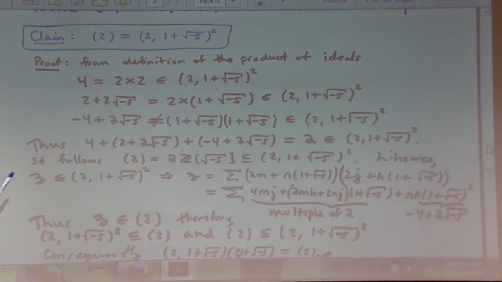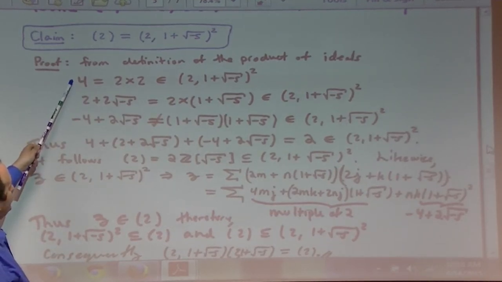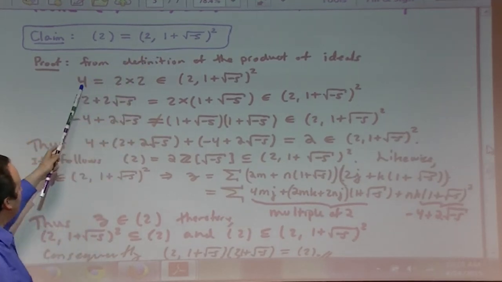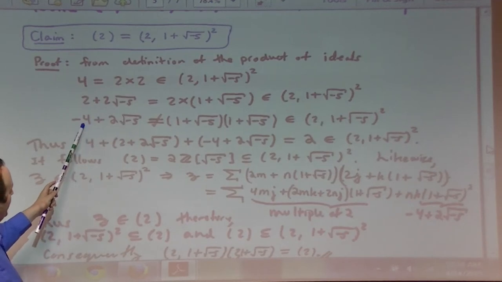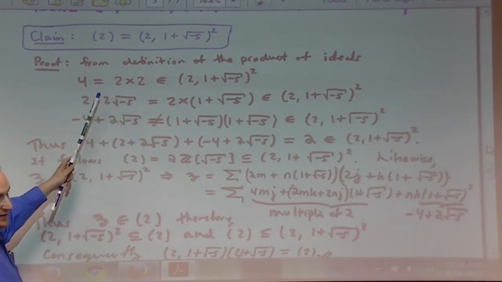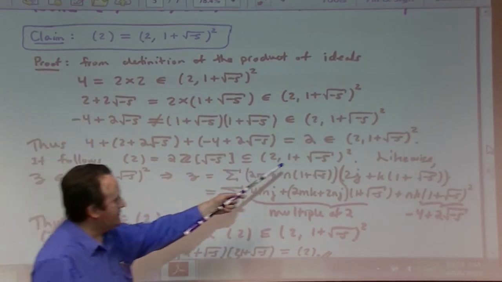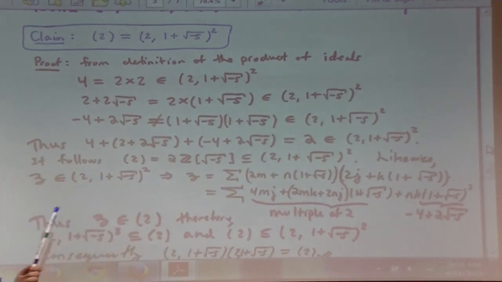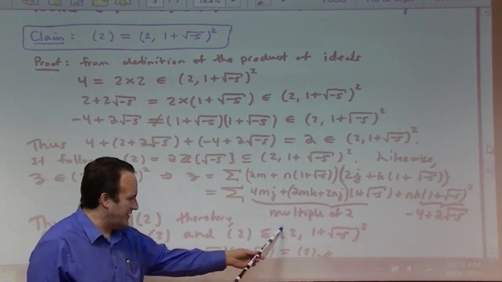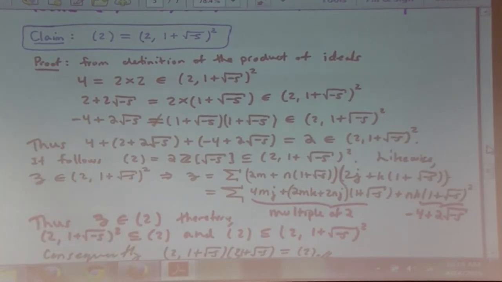Basically the argument simply goes like finding things which are in this ideal, like 4 is in there, 2 plus 2 square root of minus 5 is in there, minus 4 plus 2 square root of minus 5 is in there. It's easy to argue these things. And then when you add this, this, and this, you get 2. Therefore, 2 is an element of that, which shows you that the ideal generated by 2 is a subset, right? And then you can turn the argument back around and get that it's also true that this is a subset of 2. Therefore, they're equal.